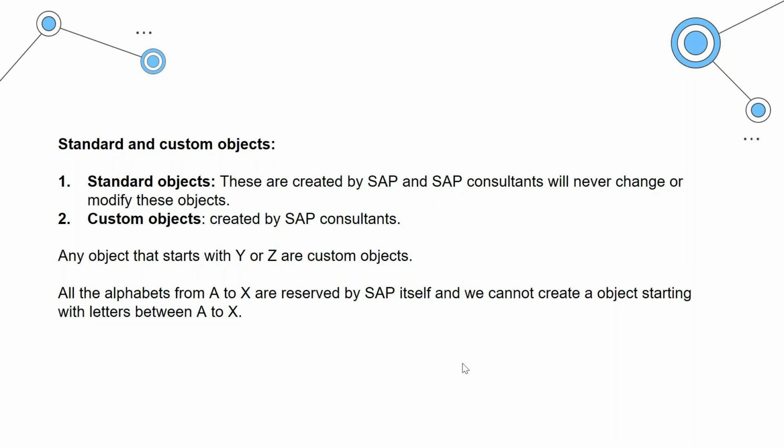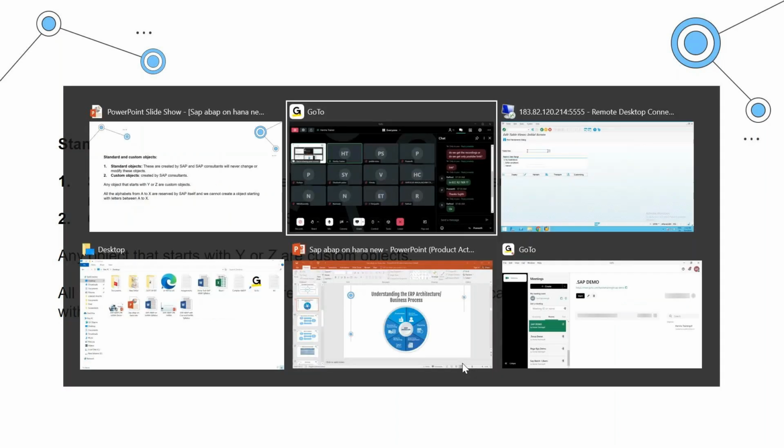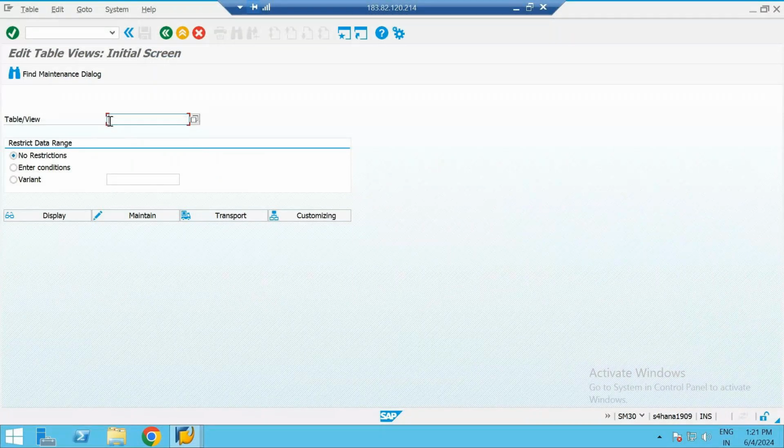SAP will not allow you to create an object starting from A to X. So SAP will not allow you to create any object that starts with A to X. For example, if I want to create a table with a name like QWEH, SAP will not allow me to use this naming convention because it is starting with Q.